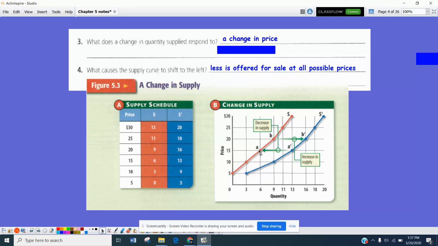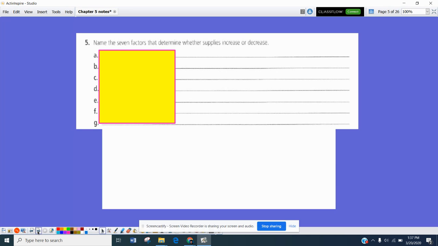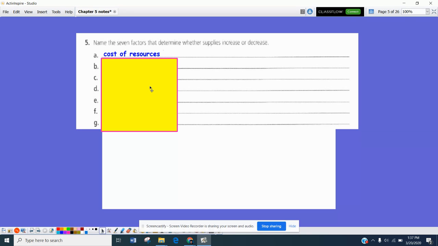If price would go up, as a supplier, I'm going to see if I can sell more of that, and you're going to see a shift moving towards the right. But that's something we're going to talk about in a little bit. I've got an illustration I'm going to show you, but there are 7 factors that determine whether supply increases or decreases. And that can be the cost of the resource.